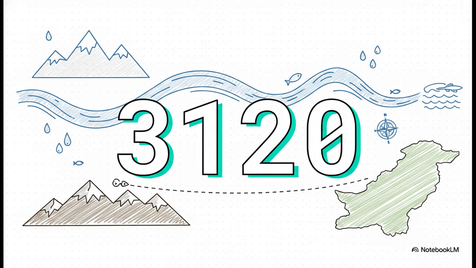3,120. That massive number is the total length in kilometers of the mighty Indus River. It originates all the way up near the Kailash Range in Tibet, flows northwest through the rugged high-altitude deserts of Ladakh, crosses the line of control into Pakistan, and ultimately drains all the way down into the Arabian Sea. It is a truly epic journey.